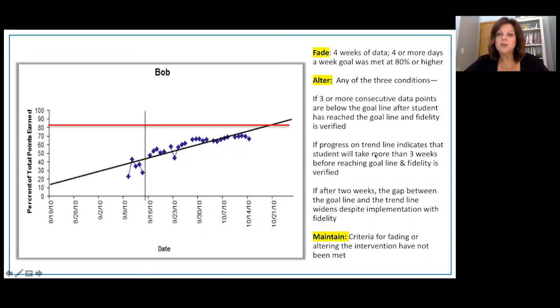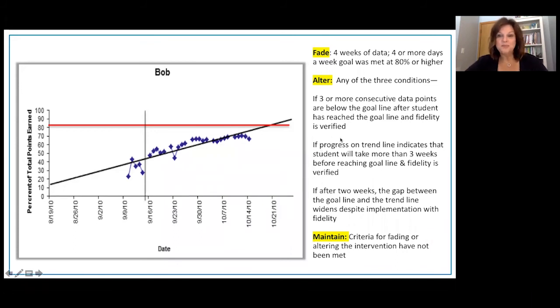If progress on the trend line indicates that the student will take more than 3 weeks before he reaches his goal and fidelity is verified. So let's assume we have good fidelity of implementation of this intervention. Bob is already at 1, 2, 3, 4, 5 weeks of the intervention and he has never hit his goal. So he does meet the criteria for altering.